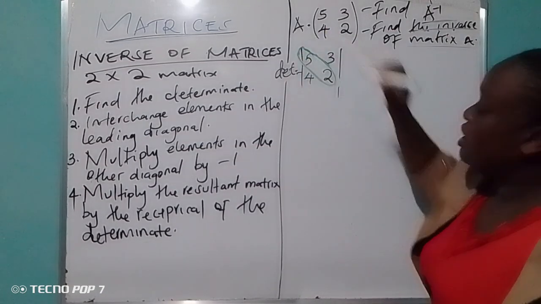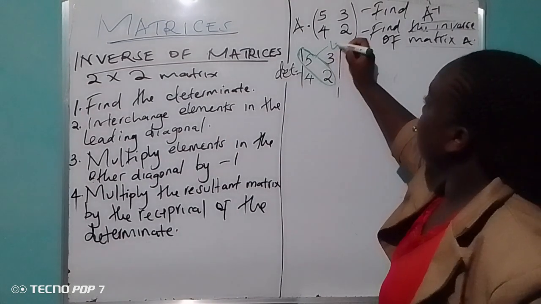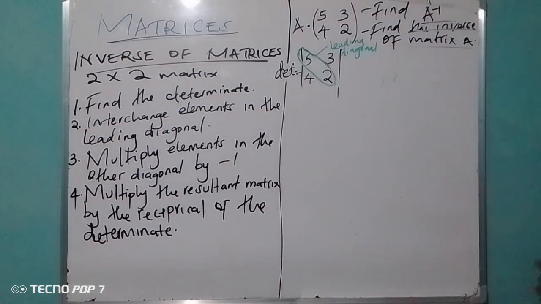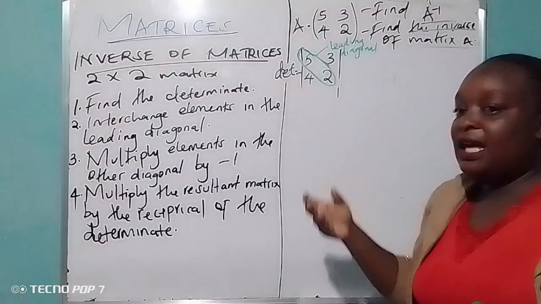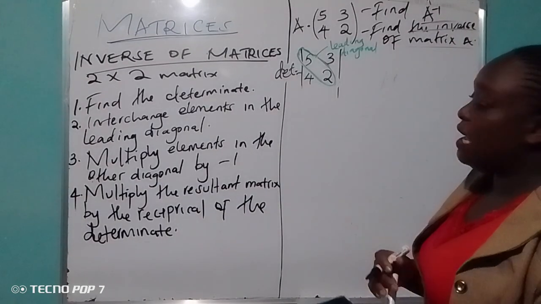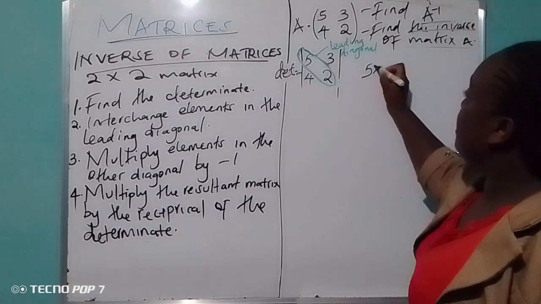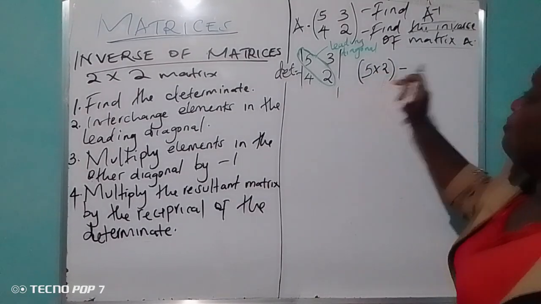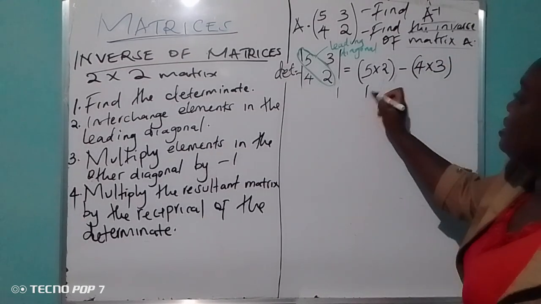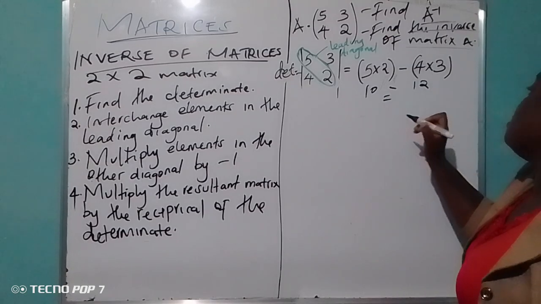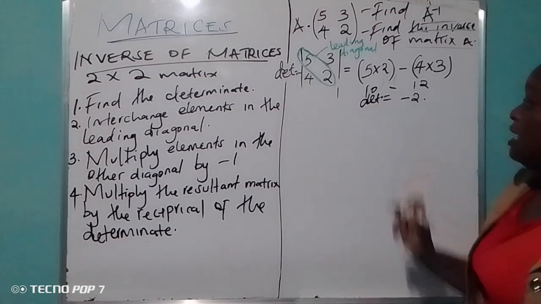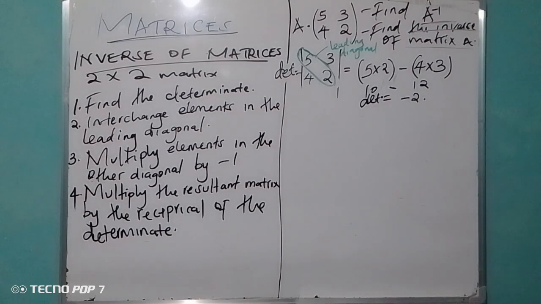So 5 and 2, that is the leading diagonal. Then the other diagonal is just the other diagonal. So we said we multiply elements on the leading diagonal, 5 times 2, minus elements on the other diagonal, which is 4 times 3. So it is 10 minus 12, which is equal to -2. So the determinant is -2. So we go to the next step.